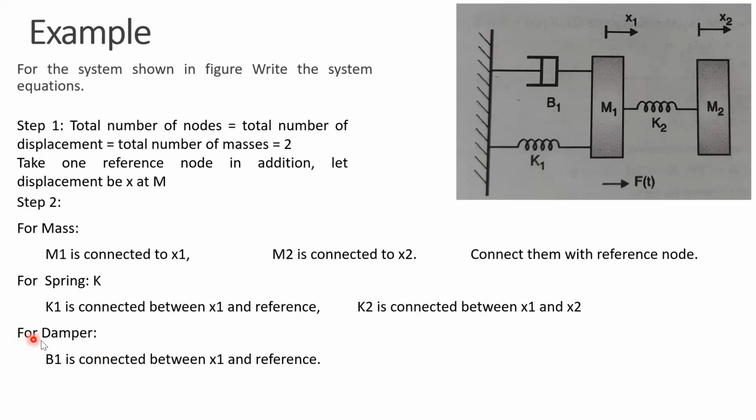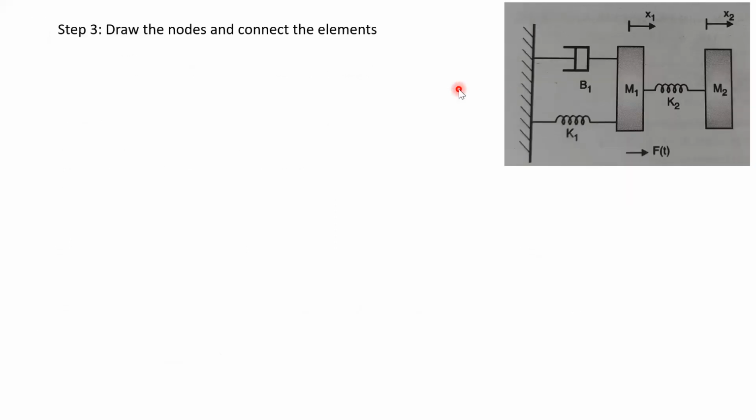Now next one is the damper. There is only one damper and it is connected between x1 and reference node. Okay, so it will be connected between x1 and reference. So let us draw the diagram, draw the nodes and connect the elements. I have kept this diagram here for our reference. So first thing that we will draw is the reference node.